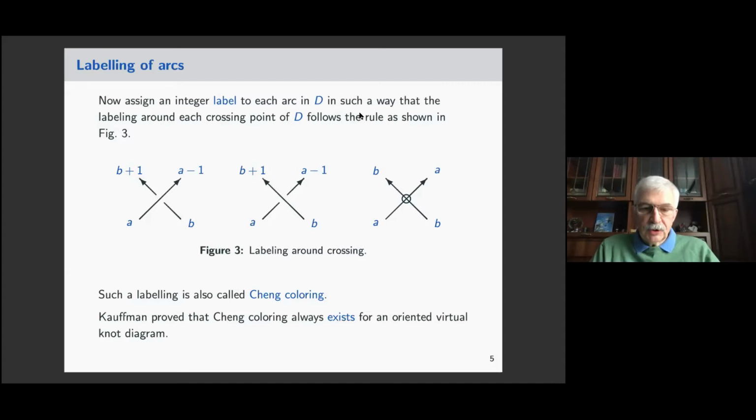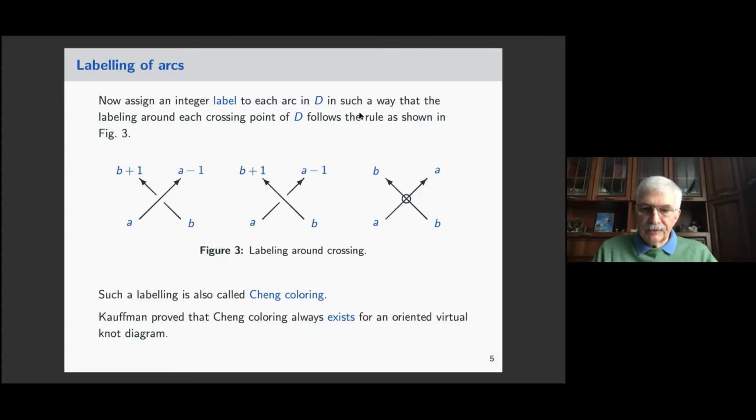So if you have incoming labels, with A on the left and B on the right, then we define the outcoming label on the left to be B plus one, and on the right A minus one. This is for classical crossings, and this labeling doesn't depend on the plus or minus one sign of the crossing. For any classical crossing, this is the same. So we don't distinguish the type of the crossing in the classical sense.